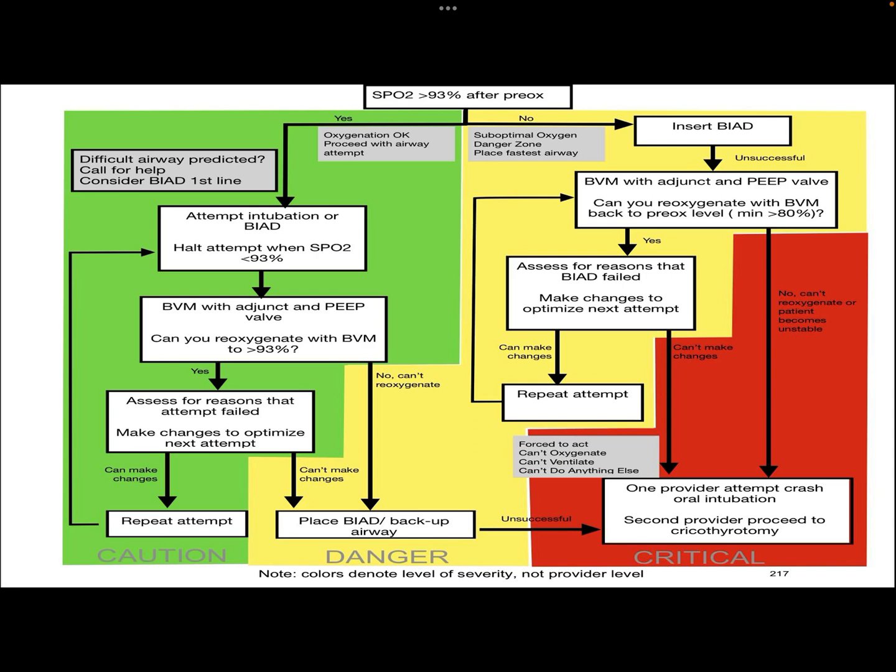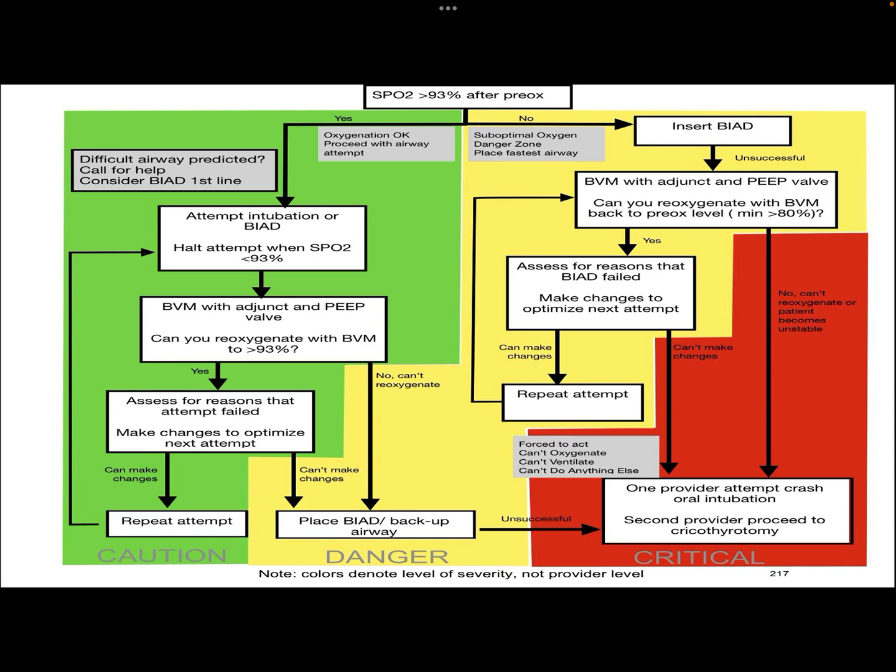So we'll go back to the top. If you can't oxygenate above 93%, this is suboptimal oxygenation. It's a danger zone. Just place the fastest airway. So the first thing you're going to do is insert a BIAD, so an iGel. If it's unsuccessful, BVM with an adjunct and PEEP valve.